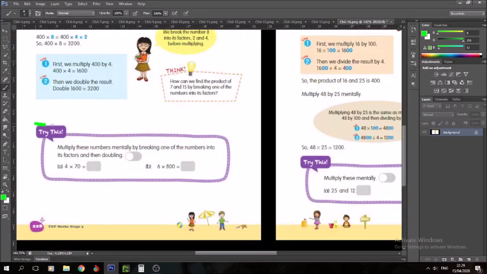Now try this. Multiply these numbers mentally by breaking one of the numbers into factors and then doubling. So for example, this 4 is equal to 2 times 2. So you can double this. 70 times 2 is 140, and then double it again. 140 times 2 is 280. Try this without using a calculator or counting paper.